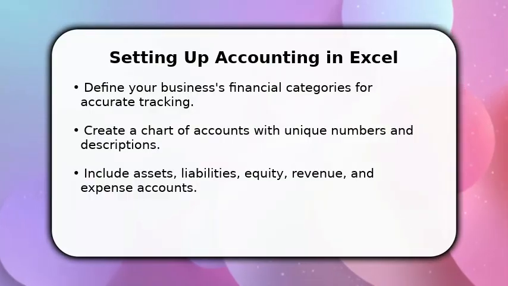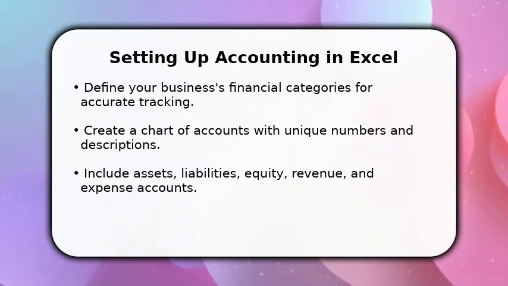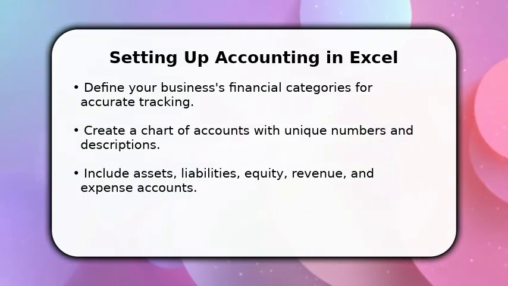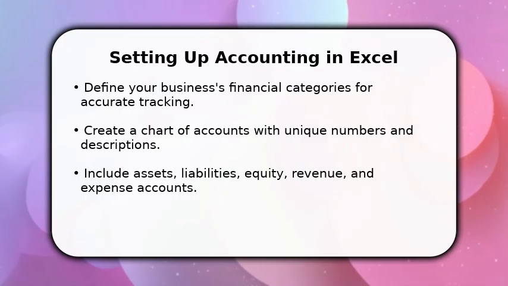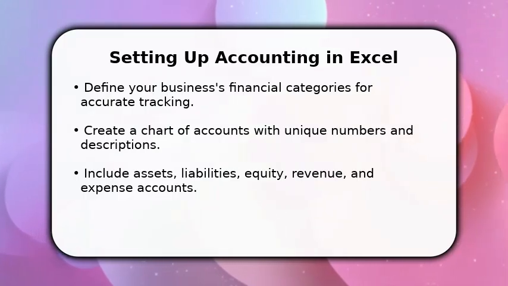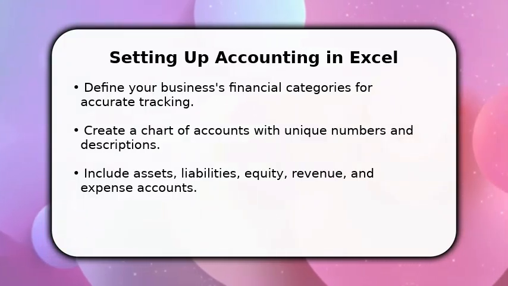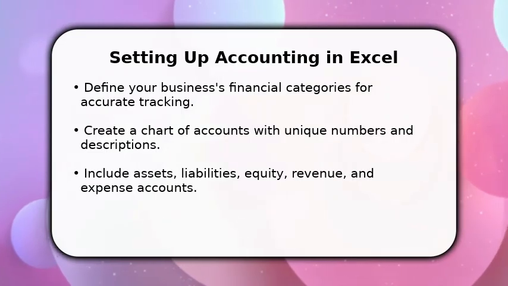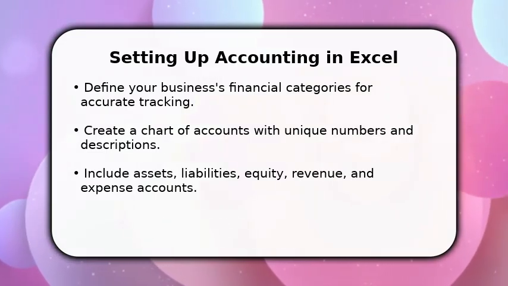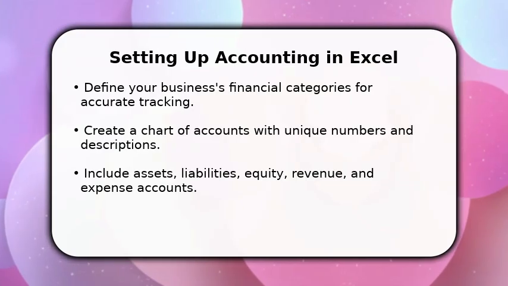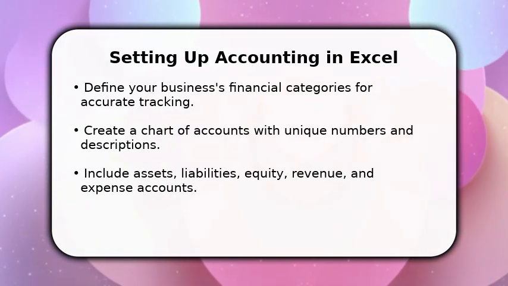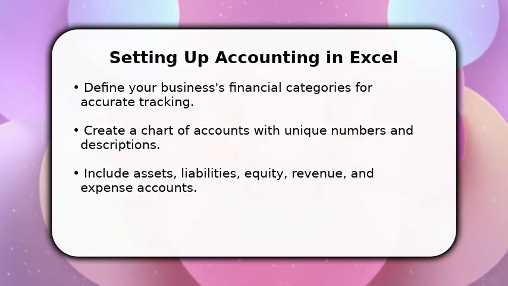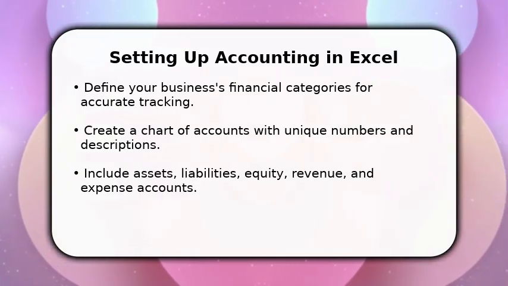In this video, I will explain how to set up accounting in Excel. First, establish a comprehensive chart of accounts. This is a numbered list of all your financial accounts, typically including 5 main categories: assets, liabilities, equity, revenue, and expenses. Assign a unique number to each account, like 1,000 for cash or 5,000 for rent expense. This structure is fundamental for organizing your financial data effectively.